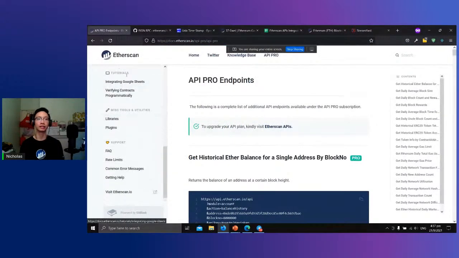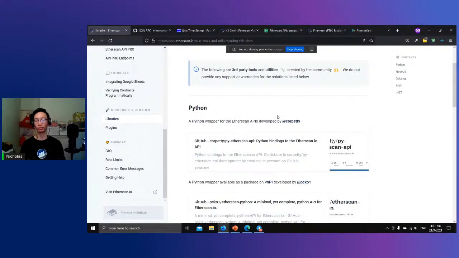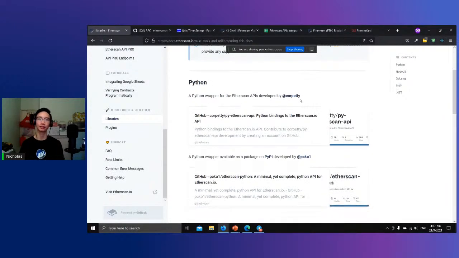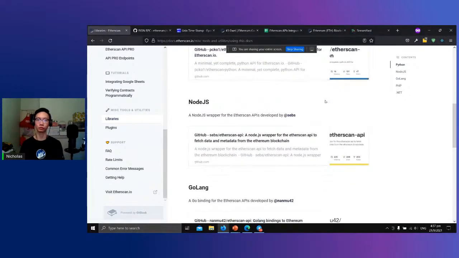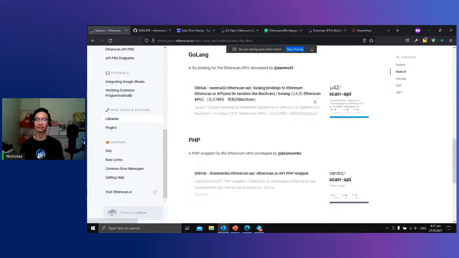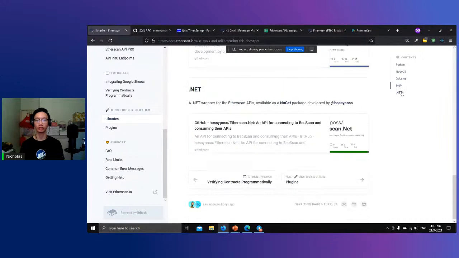Okay, so another key section in the docs is the miscellaneous tools and utilities. These are some useful libraries that you can use to interact with the Etherscan APIs. This is completely built by the community, and they've been pretty awesome to build wrappers in your native languages, such as Python, Node.js, PHP, .NET. There's probably way more, but if you want to write one, or if you find one, you can mention it and we can include it here.